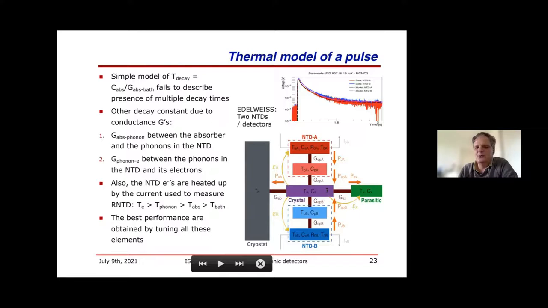So that's why you get not just one exponential decay coming from this coupling here. You get a couple of different times. This model is more complicated because here is the detector where we have two NTD glues on both sides, and we consider that maybe the detector is coupled to some parasitic, and therefore the physics of the NTD looks simple, but it can be made more complicated if you really, really want to optimize how it works.